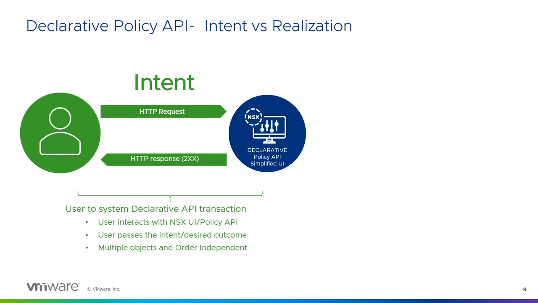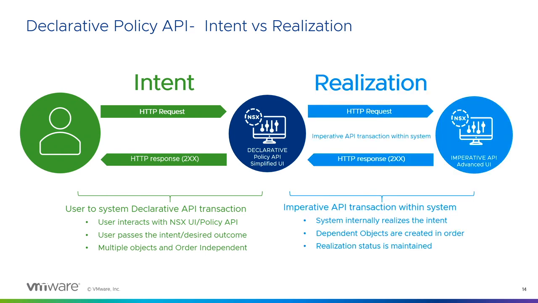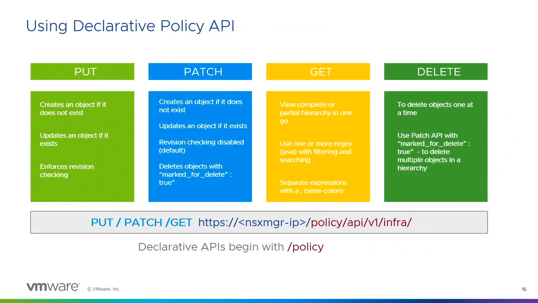And behind the scenes, the NSX platform itself is going to translate what you want to do into multiple imperative API calls, okay? So it's really different. If you know Terraform, for example, it's a bit similar. You just define your final state. So we don't support any POST method on the policy API, okay? Because POST methods are supposed to generate system-generated IDs. In this case, we just support PUT and PATCH if you want to create or update some objects.